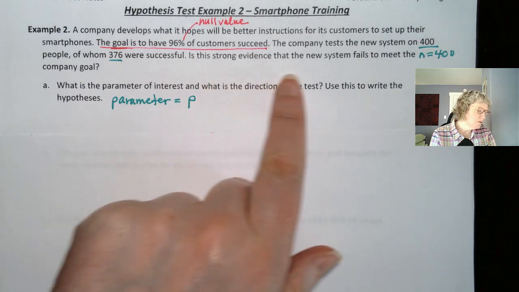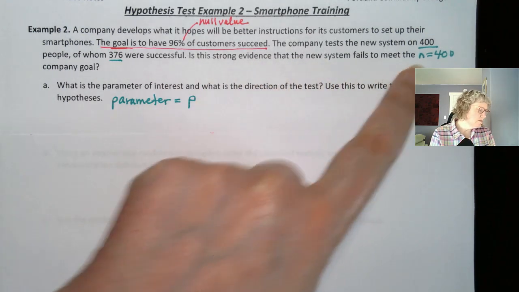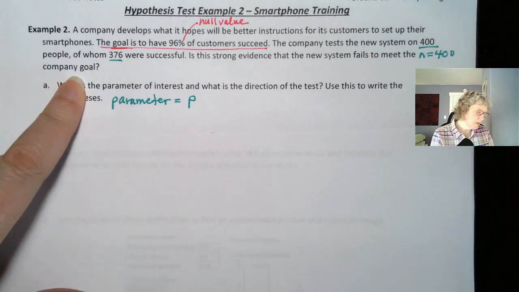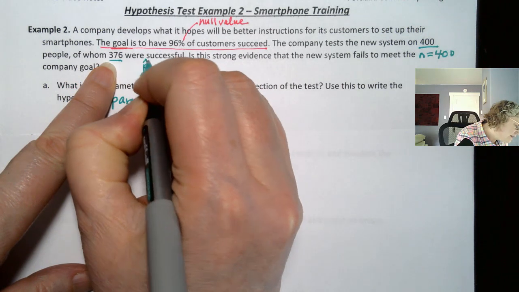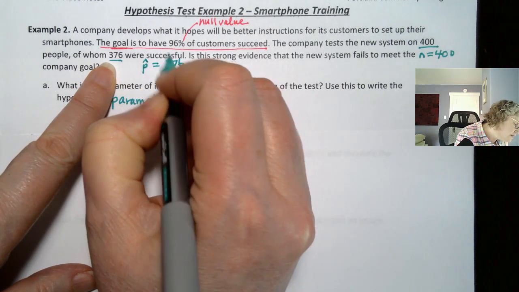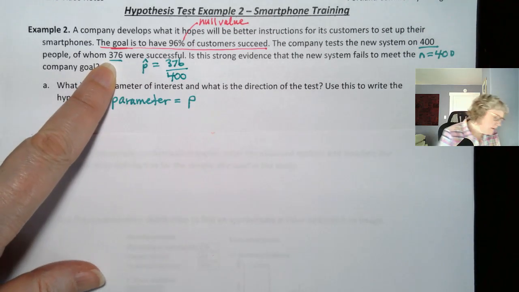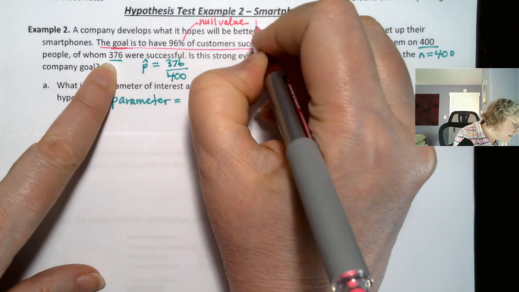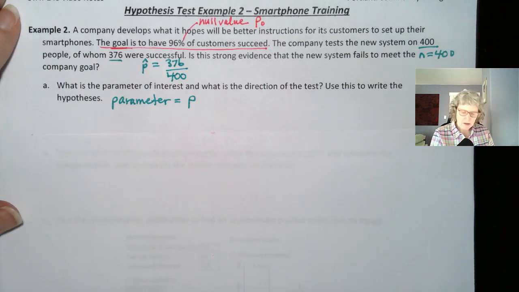And then when I look at what we're testing, is this strong evidence that the new system fails to meet the company goal? Our observed result is our p hat. That's 376 out of 400. So I might also call this 96% p0, or p naught. That's our null value. This just gives you another example of how to identify the null value.